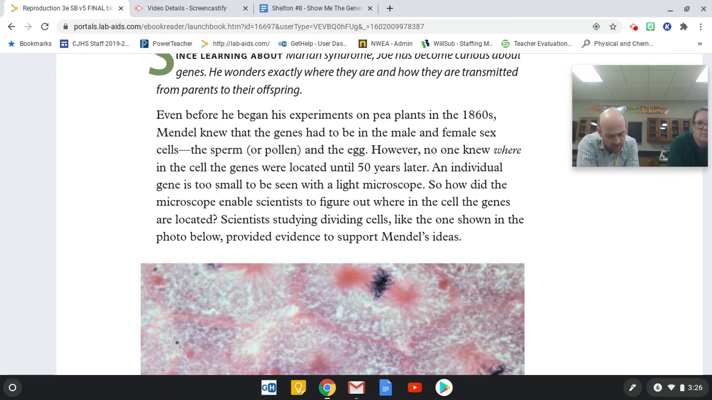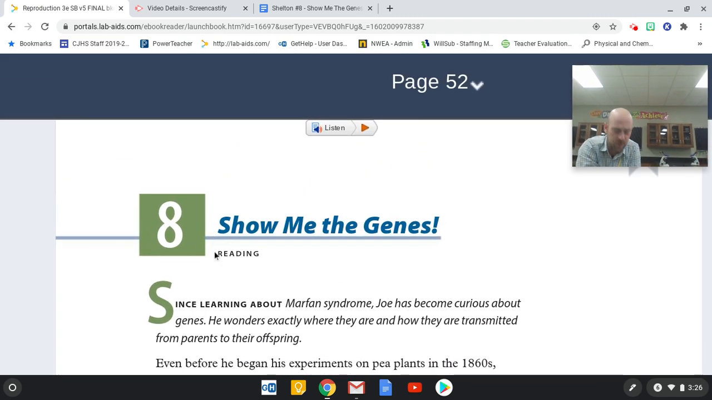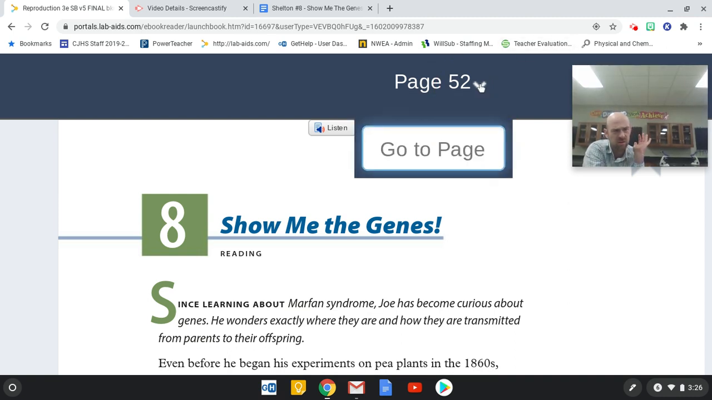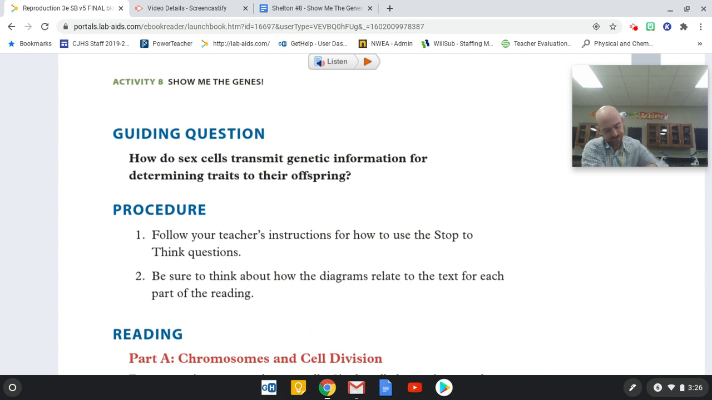So how did the microscope enable scientists to figure out where in the cell the genes are located? Scientists studying dividing cells, like the one shown in the photo below, provided evidence to support Mendel's ideas. So we're talking about that one right there. Let's read the caption real quick next to that one. It says the darkly stained chromosomes are lined up in the middles of the cells, getting ready to divide. Now we are on the next page, which I think was 53. Correct.